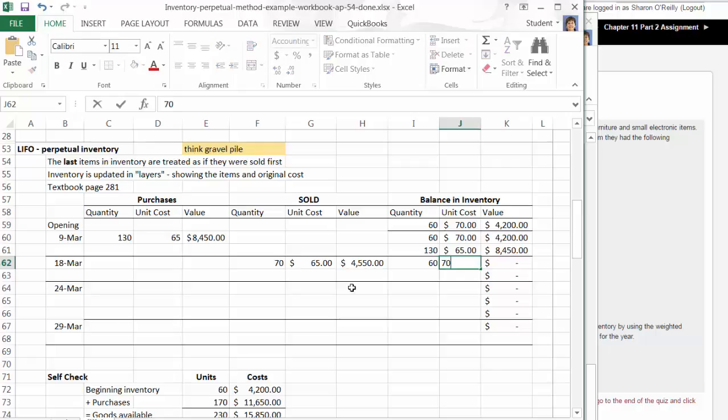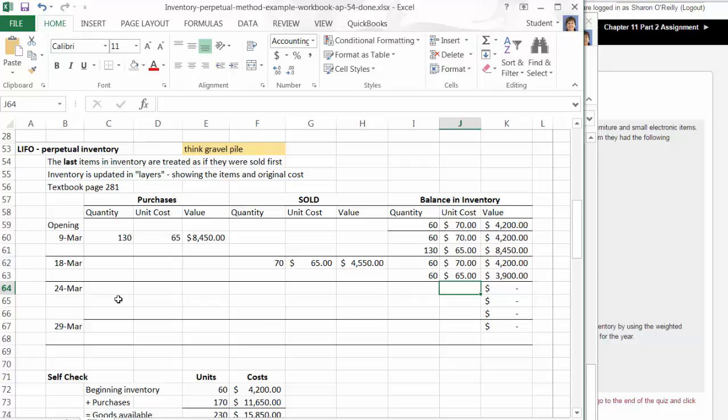Now what's left? We still have the 60 units from beginning inventory. And from our March 9th purchase of 130 units, we sold 70. We have 60 of those left as well at $65. That's 120 units at this point.